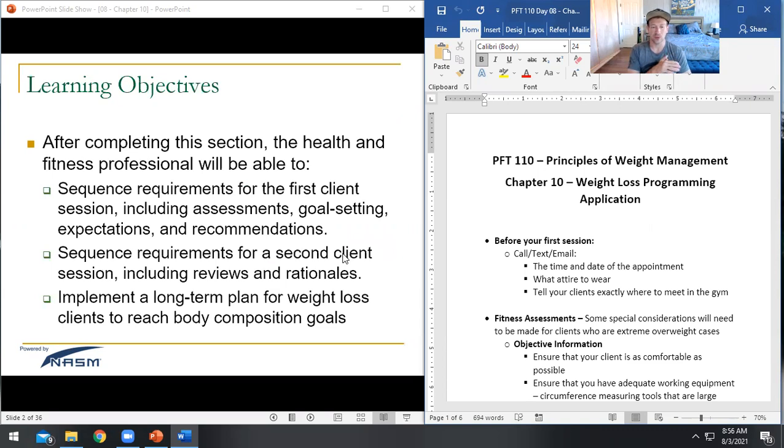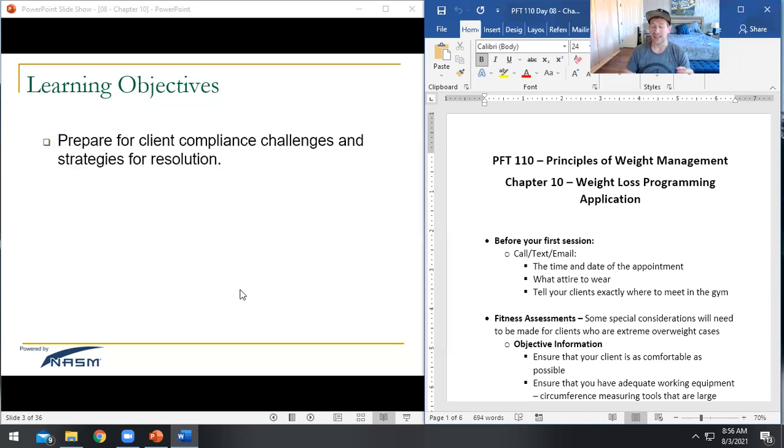Today, we want to get through some very important things: how to sequence the requirements for a first client session. That includes doing your fitness assessment, sitting down, talking about their goals, any expectations they have, and recommendations. We'll talk about what I mean when I say first session assessment. We'll also sequence our second session, where we're going to do a little bit of review and maybe put things together. And then we'll talk about how to implement long-term plans to help our clients. We will talk about big macro cycles and things like that really briefly.